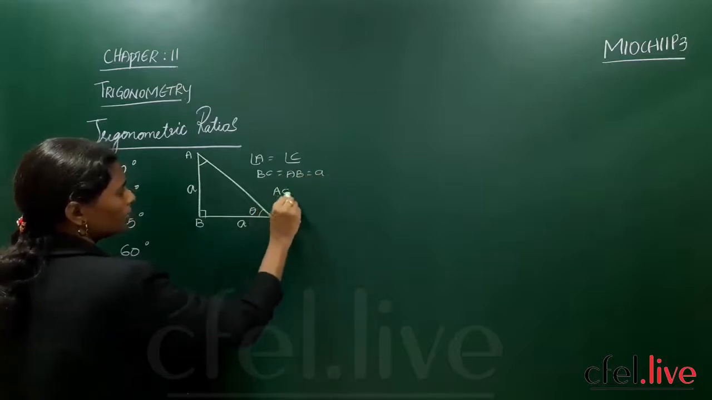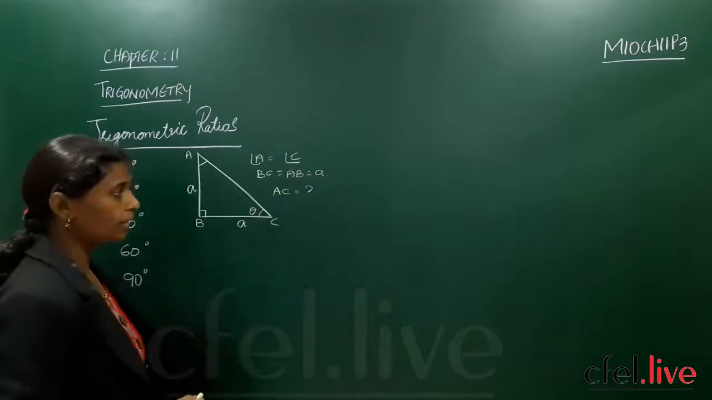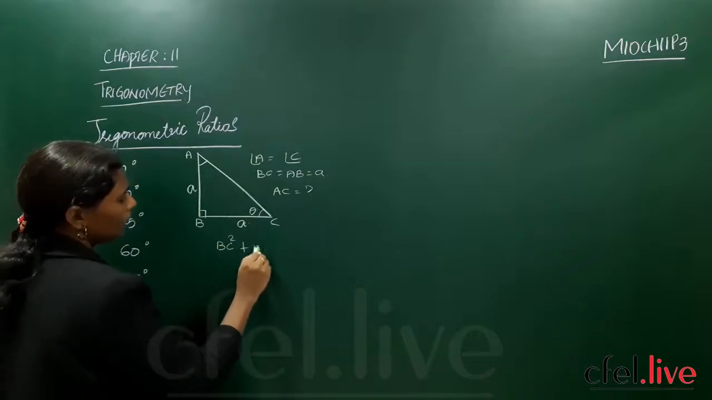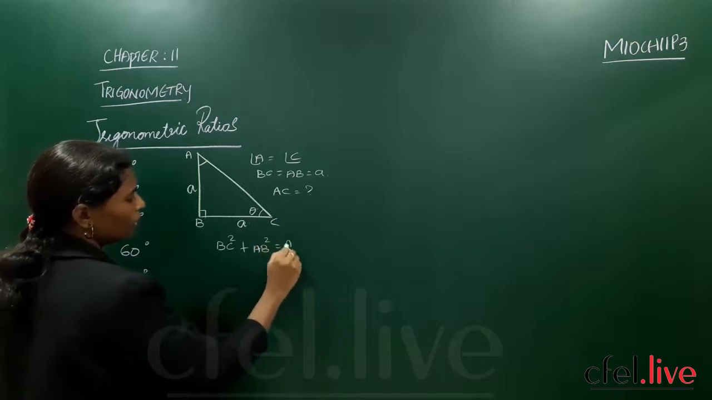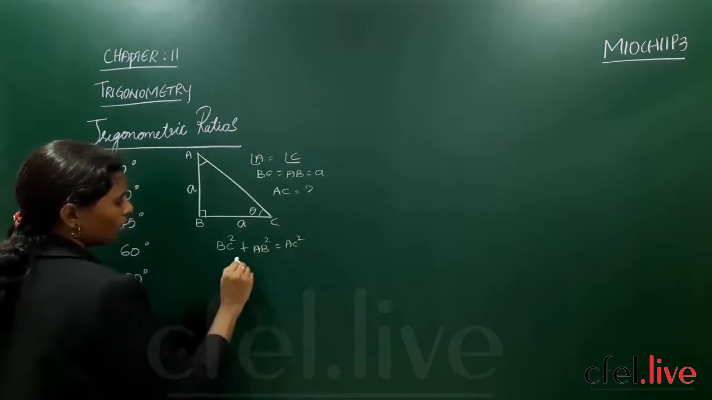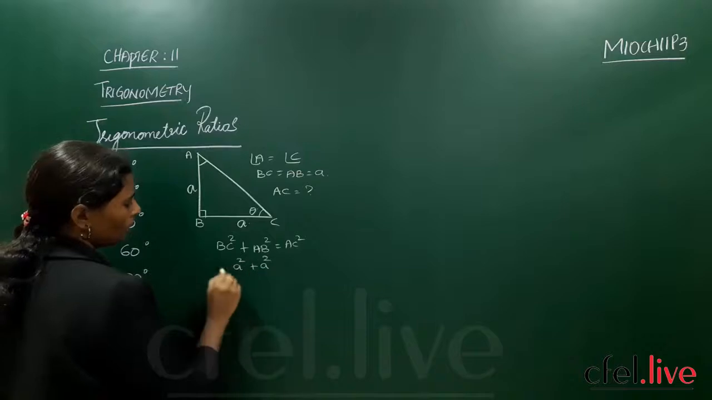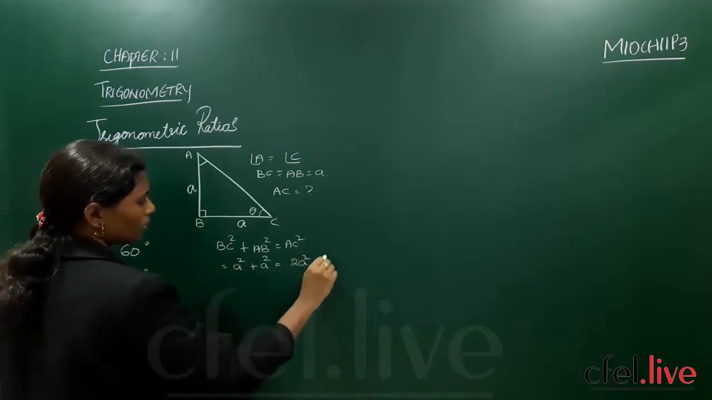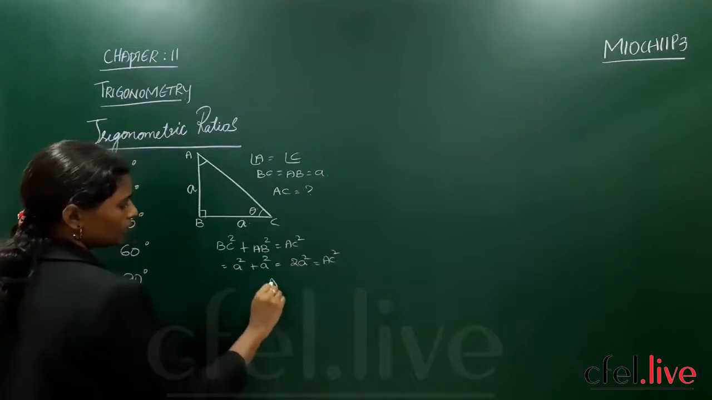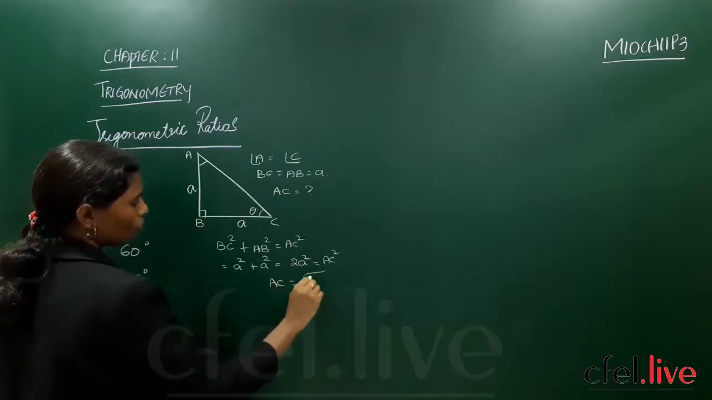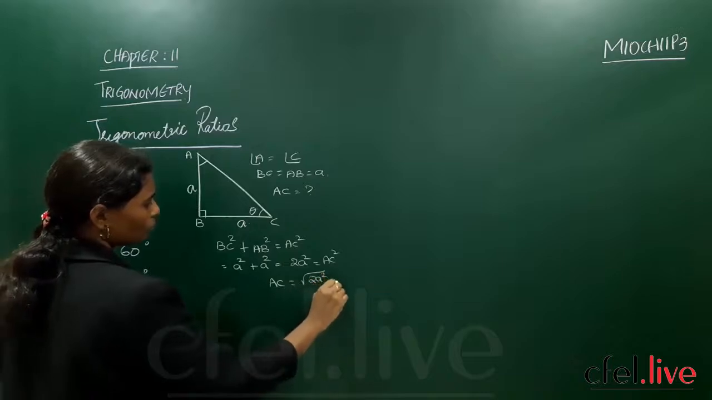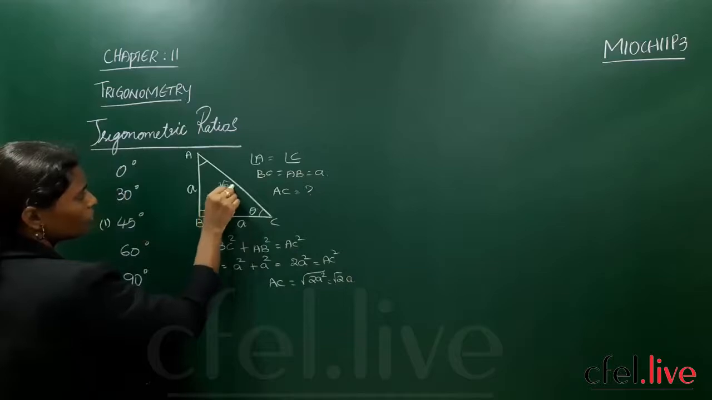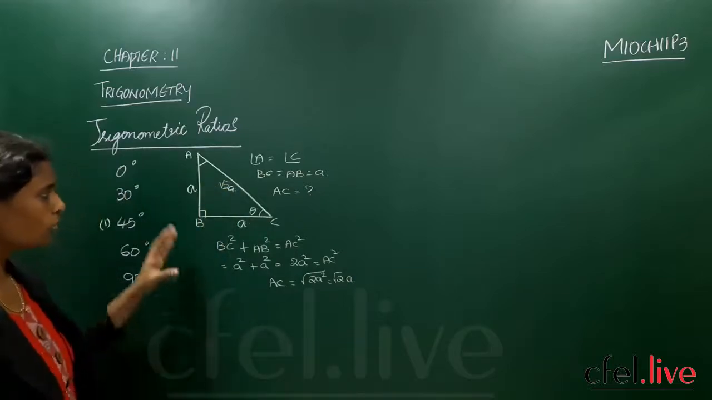Now what is AC? Find out AC. How to find out AC? We know that BC square plus AB square is equal to AC square. So here A square plus A square, that is equal to 2A square, that is AC square. Then AC is equal to root of 2A square, that is equal to root 2 A. So this side is root 2 A. Now you got all these sides.